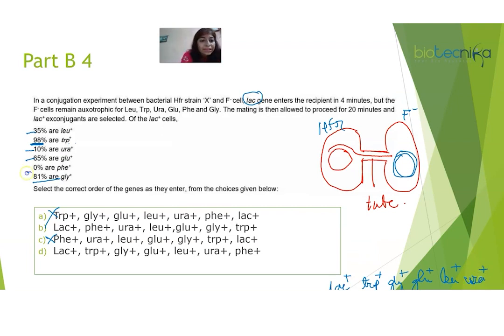And finally, 0% is PHE. That means it has to be the gene which is located farthest from the origin of transfer. So in this order, the genes should be written: lac, TRP, gly, GLU, LEU, URA, PHE. So the answer will be option D. Very easy, basic interrupted mating experiment from conjugation.